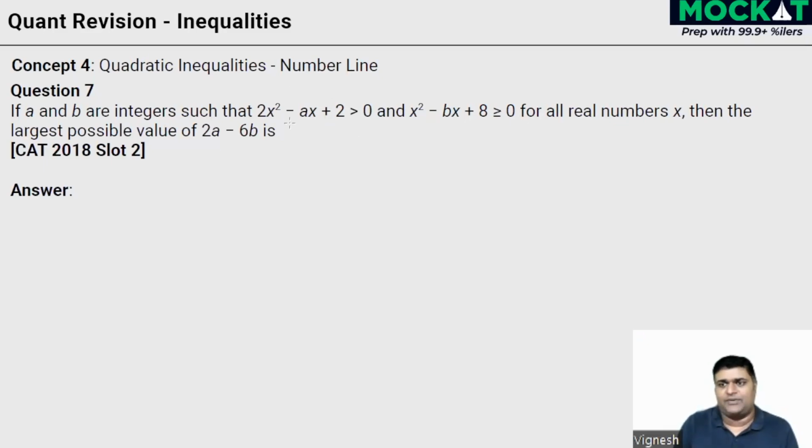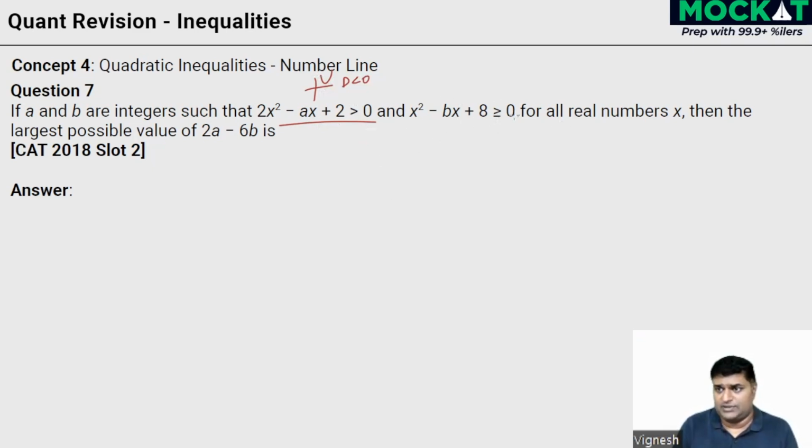So any x, if I'm going to put into this first one, it's always going to be greater than 0. It never becomes 0. It's never negative either, which means my curve is going to be something like this. And if my curve is something like this, what is my discriminant going to be? My discriminant is going to be less than 0, right? No roots over here.